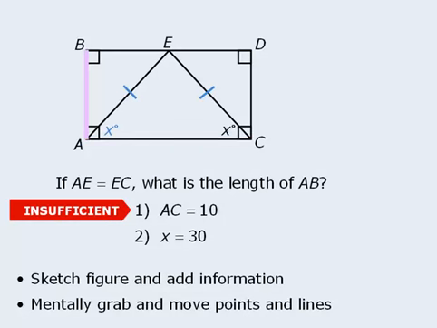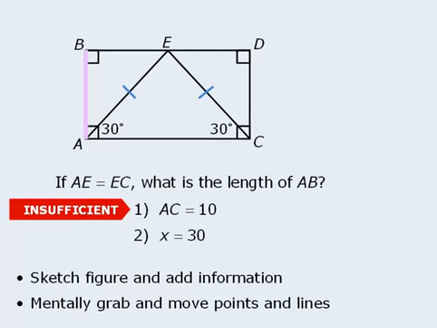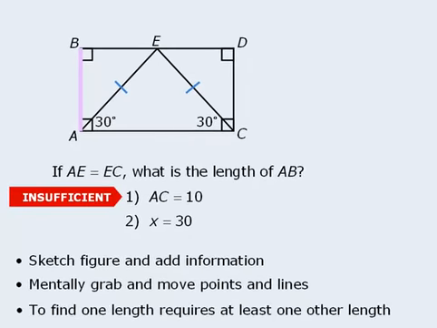Now, statement 2 tells us that x is 30, so we'll add this to our diagram. Now, does this information force side AB into having just one length? Well, we want to find the length of side AB, and at the moment we are given no lengths in this diagram. So applying the rule from earlier, we know that statement 2 is not sufficient.